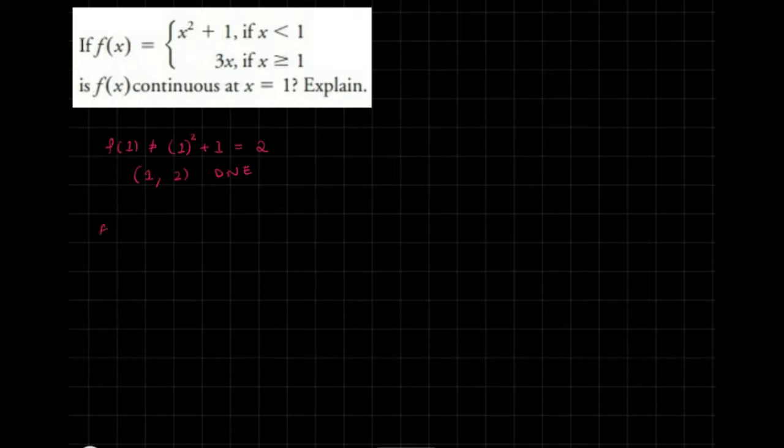But f of 1 should be found in the function 3x. So if you plug in x equals 1, you get 3 times 1, which is 3. So the point (1, 3) does exist, right? So in this case, because we do have a hole at (1, 2), and the point exists at (1, 3), this would not be continuous at x equals 1. So I'm going to show you guys this graphically.